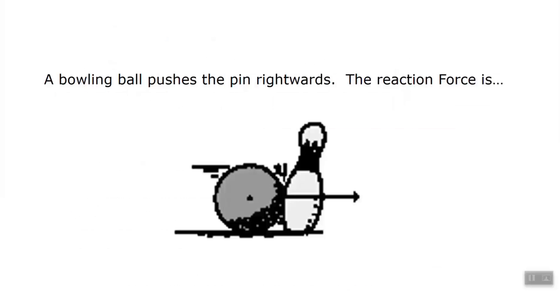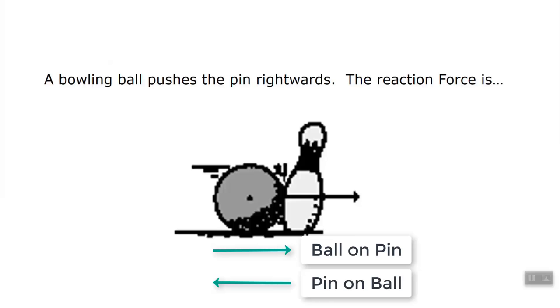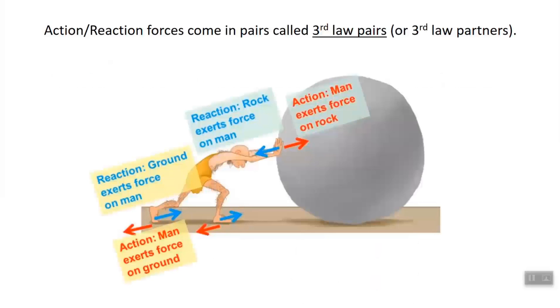Let's look at it with a bowling ball hitting a pin. Now the bowling ball is going fast and it strikes the pin. What are the forces involved here? There's a bowling ball pushing on the pin. That's the action force if you're the bowling ball. In which case, what's the reaction force? It's simply the pin pushing back on the bowling ball. That's it. But there may be more than one action-reaction force going on.